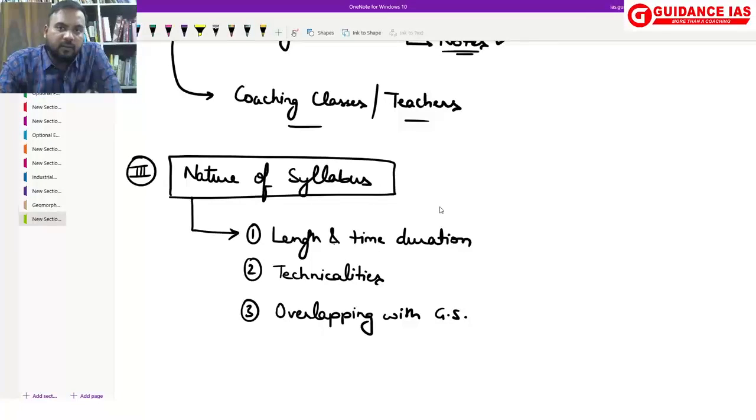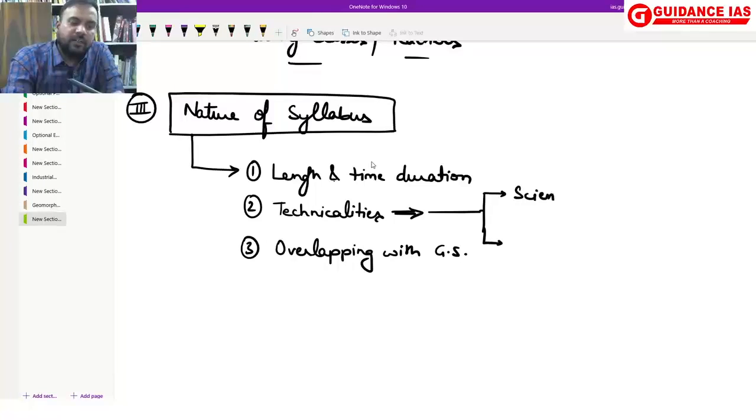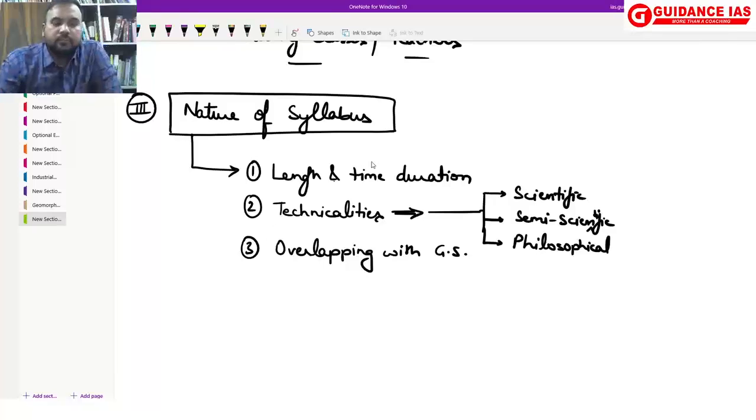Okay. So you will be finding variety of type of optionals. Other things like technicalities में मैं इतना बता देता हूँ, like you can understand that the subject can be scientific, which is fully scientific, it can be semi-scientific, and it can be philosophical. Can you understand?